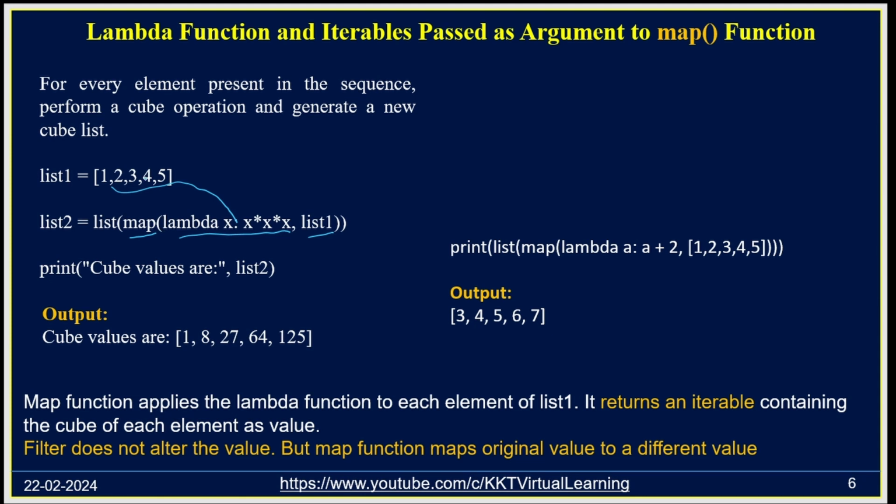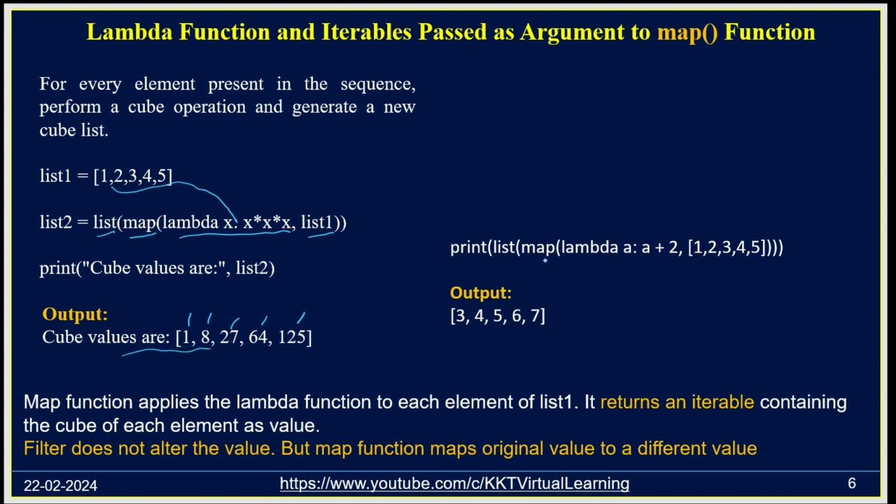Similarly, all the elements from the list will be taken one by one and mapped to their cube values and returned. Finally, that will be converted to a list. So the result will contain 1 cube, that is 1, then 2 cube 8, 3 cube 27, 64, 5 cube is 125, and we have converted those iterables to a list and assigned it to list2. So if you print, the output will be like this.